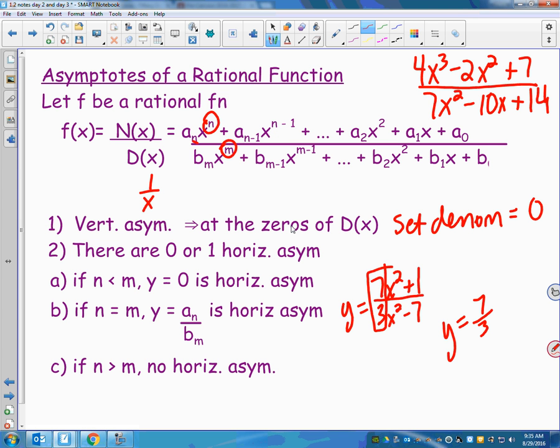Any vague memories of this come to your head? Being able to graph rational functions, you've got to be able to find those asymptotes first. So I have a couple examples of just finding asymptotes, and then I have one more page of notes. I believe one side only, two examples of graphing.